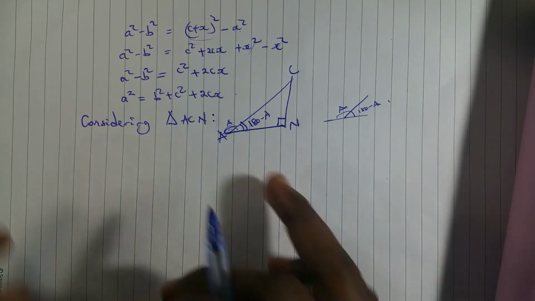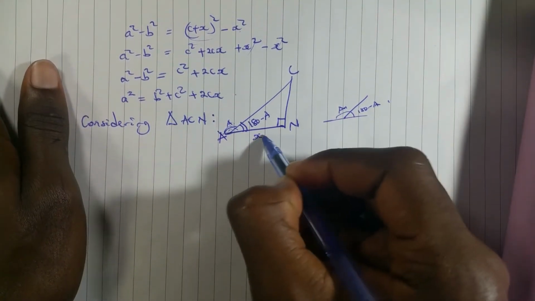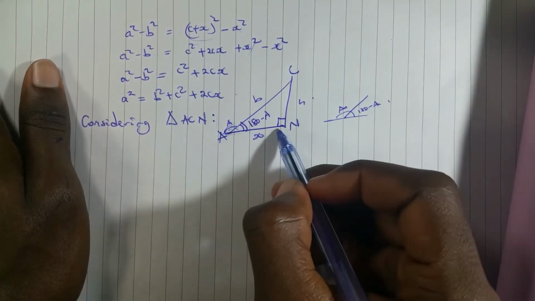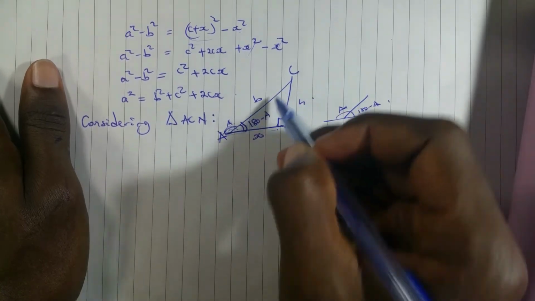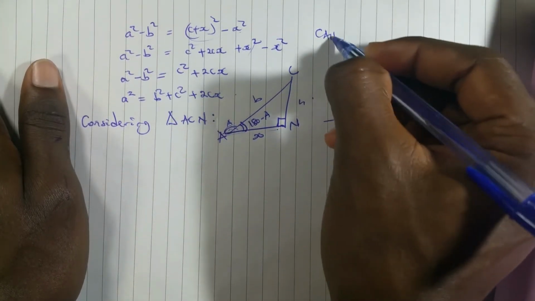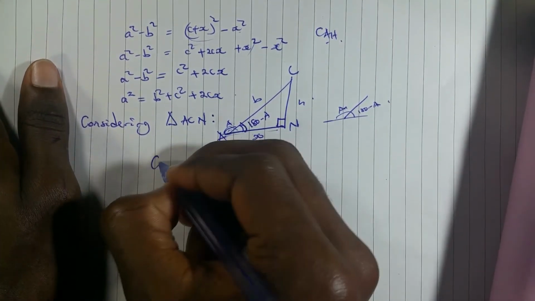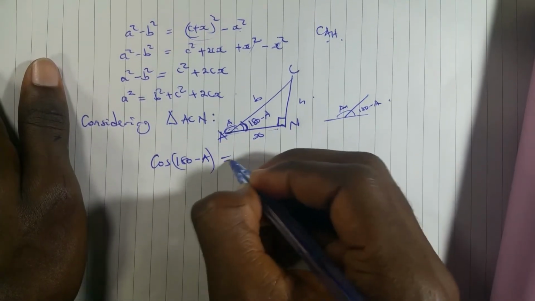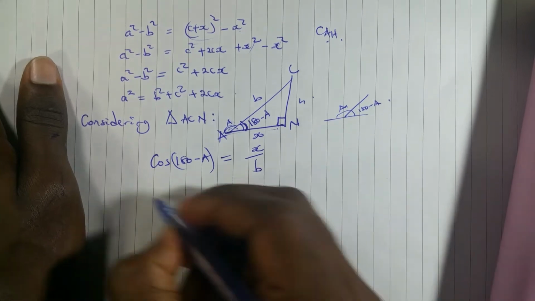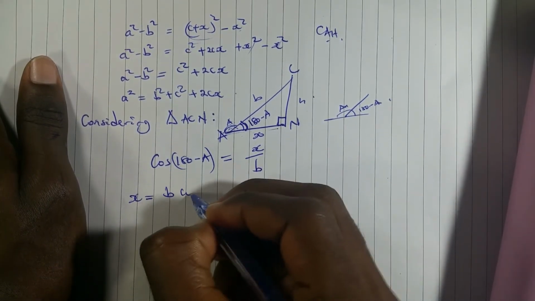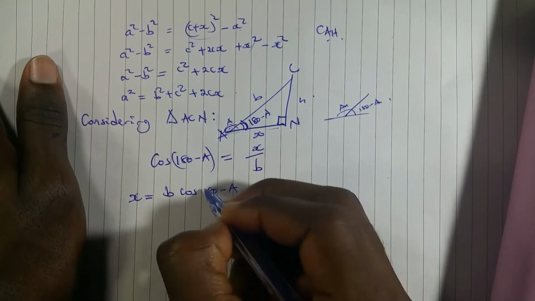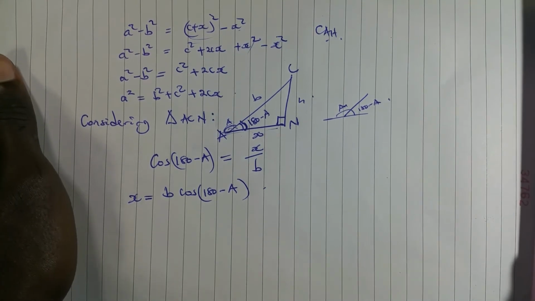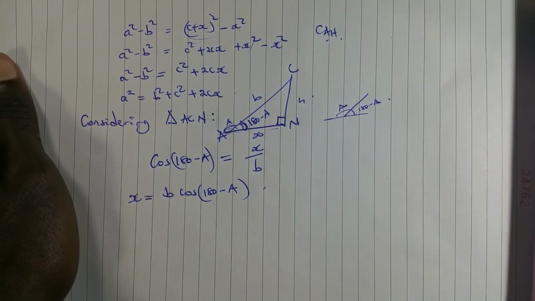So this was x, this was b, this was h. Which trig ratio involves the adjacent and the hypotenuse? I think it's cos, adjacent over hypotenuse. So cos of 180 minus a, this angle, is given by adjacent, which is x, over b. So our x becomes b cos(180 minus a). Now it's going to take us back to our previous video. If you didn't watch, you'll have to go back and check trig ratios of obtuse angles.